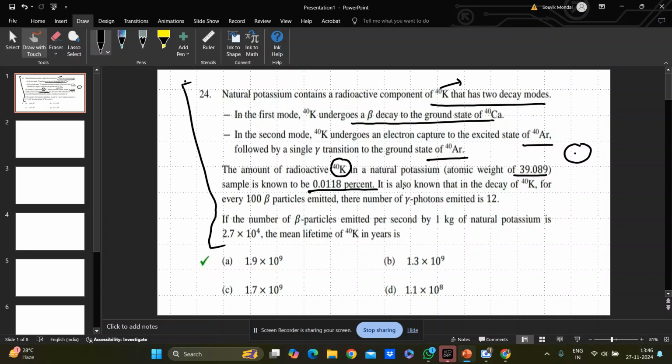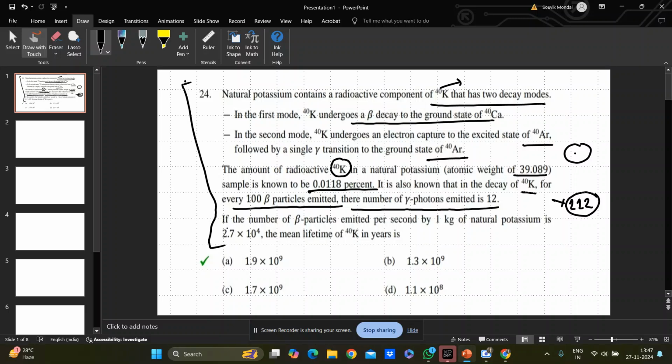Okay, and it is also known that 40K is a radioactive element, and it will decay in two modes, the beta and the gamma. For every 100 beta particles emitted, the number of gamma photons emitted is 12. So if the total number of decays is 112, then out of these 112, there will be 100 beta particles and 12 gamma photons. Okay. So this is the statement they are trying to make.